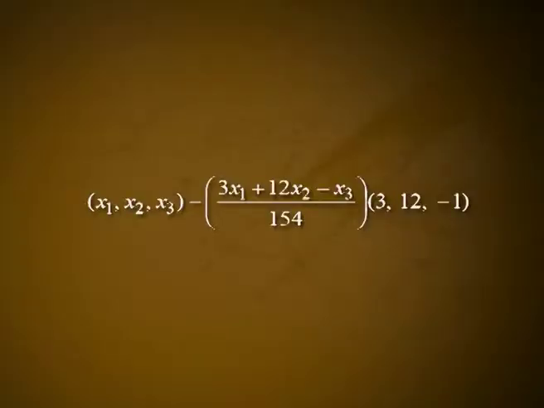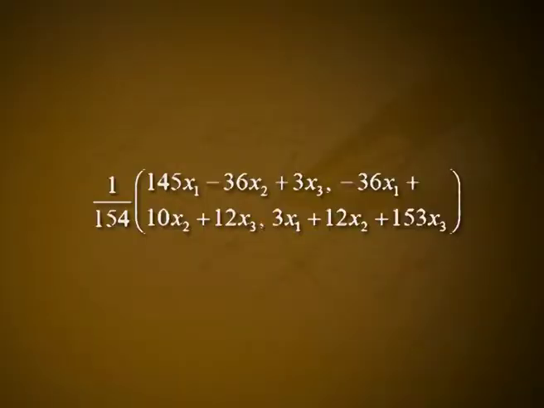Computing (x1, x2, x3) − (3x1 + 12x2 − x3)/154 times (3, 12, −1), we say that the orthogonal projection of R³ on W⊥ is the linear transformation I − E that maps the vector (x1, x2, x3) onto the vector 1/154 times (145x1 − 36x2 + 3x3, −36x1 + 10x2 + 12x3, 3x1 + 12x2 + 153x3). The following result generalizes the idea in the example.